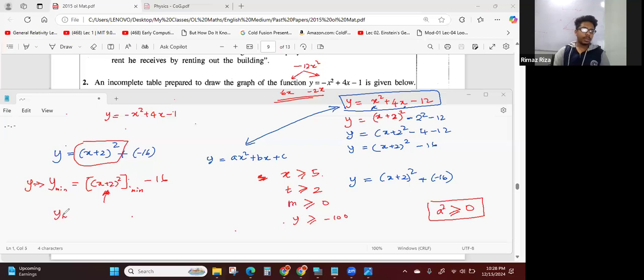So therefore y min is equal to 0 minus 16. So the minimum value of this graph is minus 16. If you check that graph, you will see minus 16 will be the minimum. Is that clear? Okay.